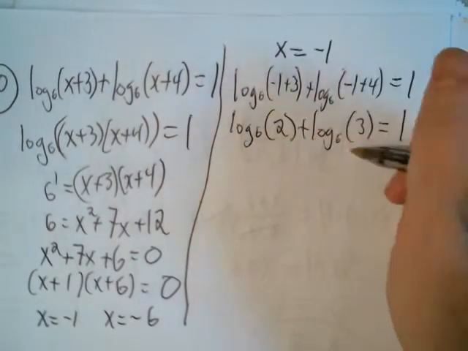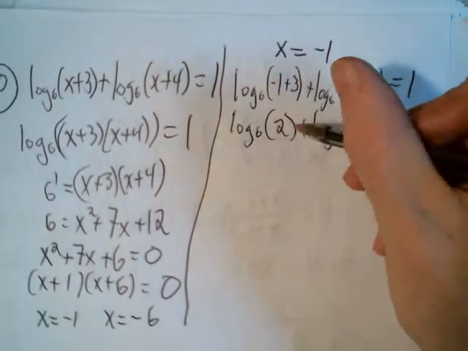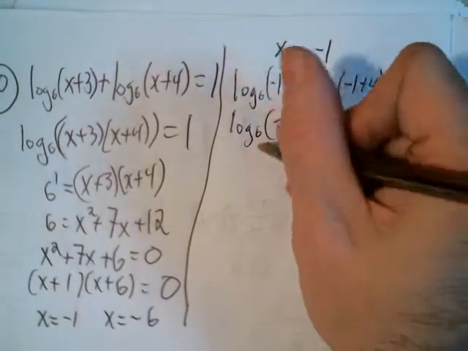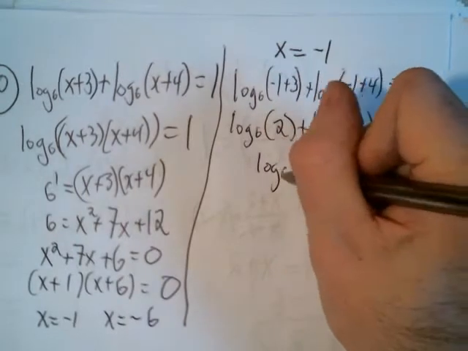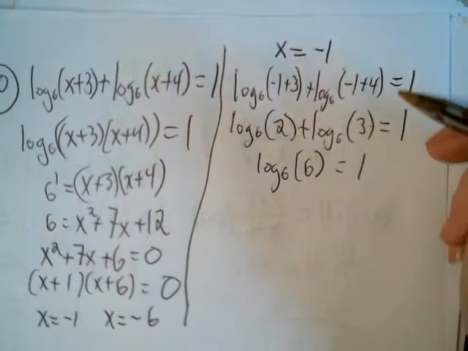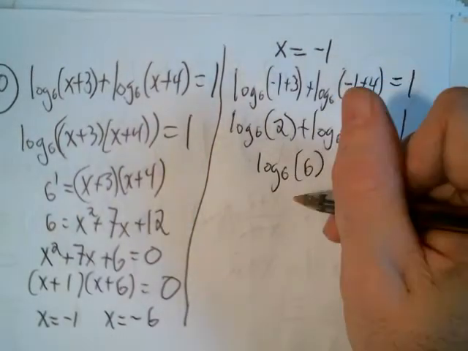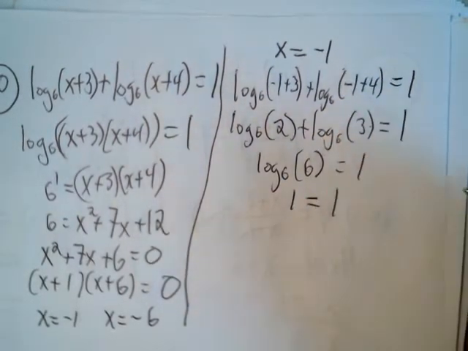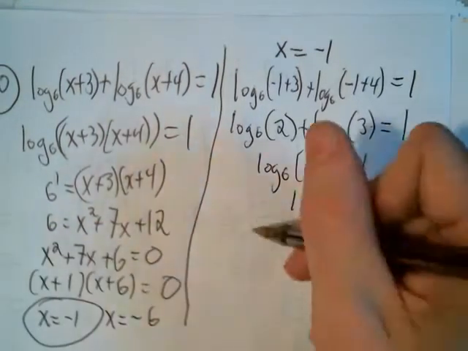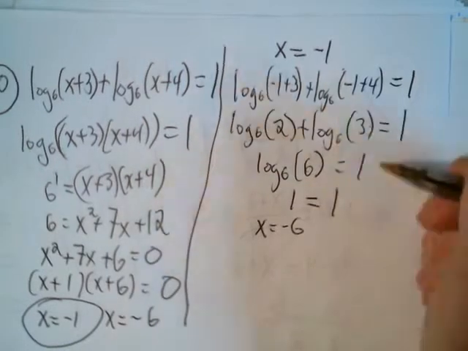I can use the properties of logs here. 2 is greater than 0, 3 is greater than 0. It's legal. So log base 6 of 6 equals 1. 6 to what power is 6? Well, that's equal to 1. 1 equals 1, it gets the stamp of approval. Okay? Let's try x is -6 now.